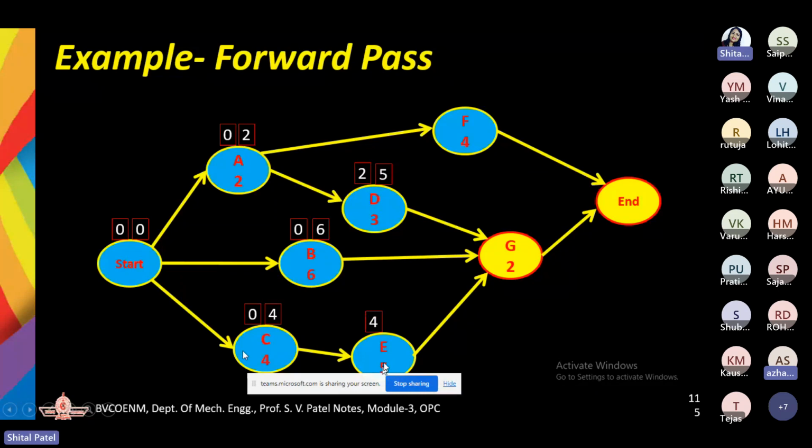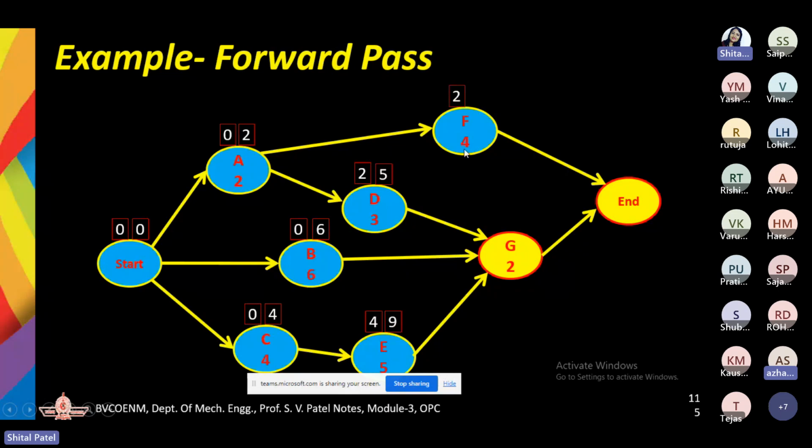After D, we have E. Now you can see here, the preceding activity is C. C is getting completed in 4 days. So after 4 days only, we can start the E activity. So earliest start time for the activity E is the 4th day, right? Similarly, 4 plus 5. After 5 days, the E activity is going to be completely finished. So E gets earliest finish time as 9 days. 4 plus 5, it is 9 days.